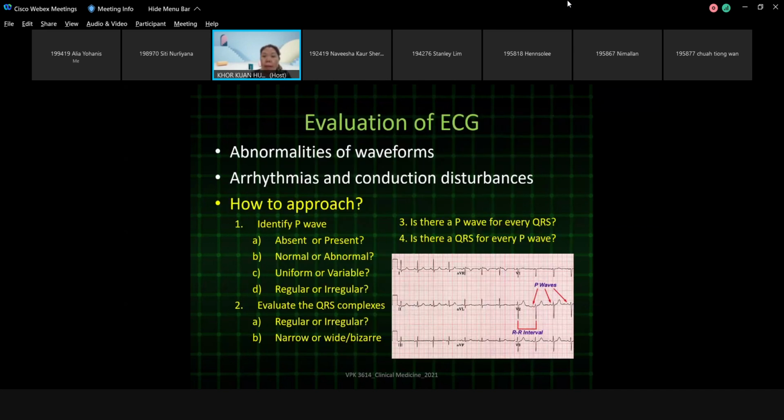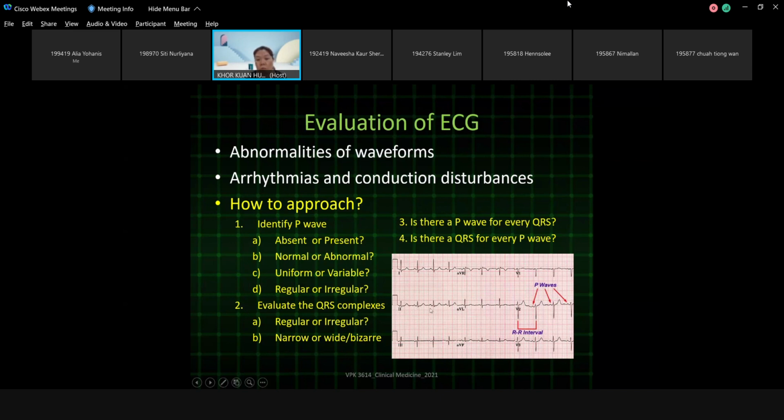Okay. So, evaluation of ECG: I said earlier we want to look at the waveform, and then I said we want to look at conduction disturbances. How do you read the ECG? Most importantly, first look at the P wave. Is there a P wave or not? Does the P wave look normal or abnormal? Does it look uniform or variable? Sometimes it can be regular, sometimes irregular.